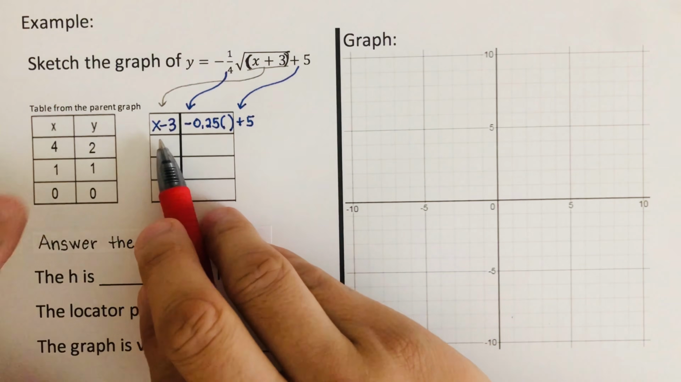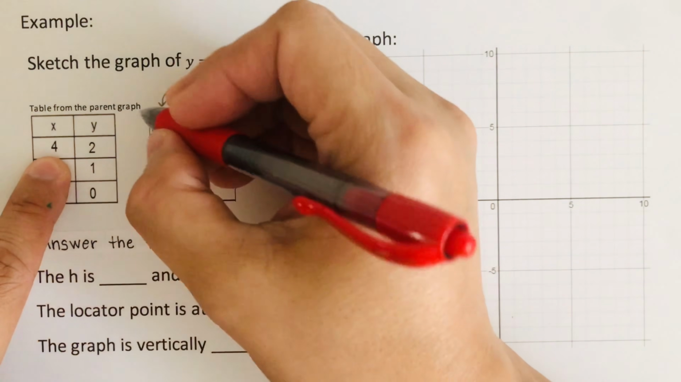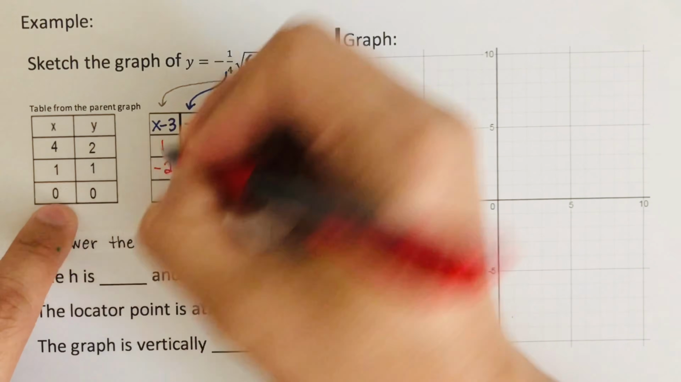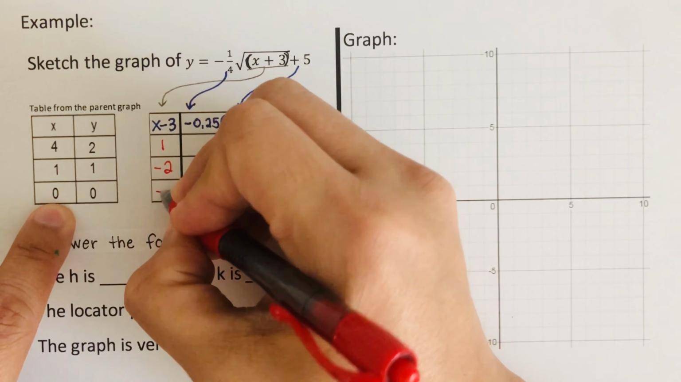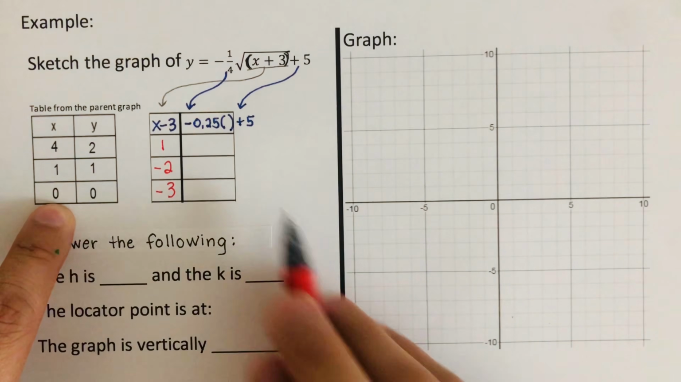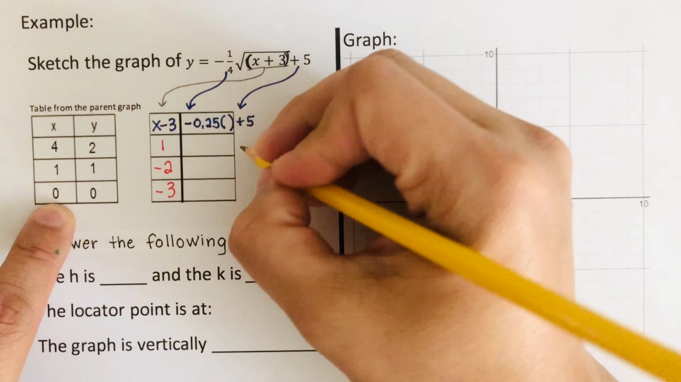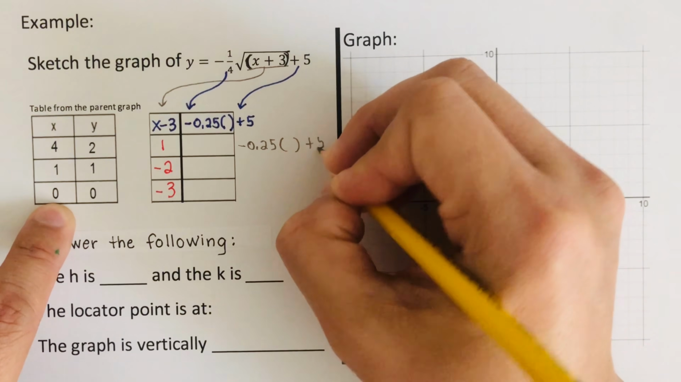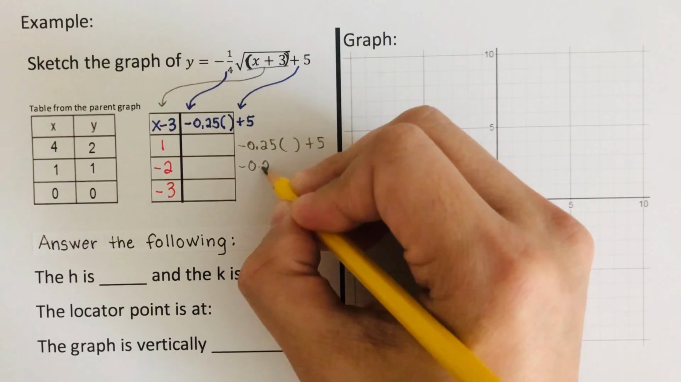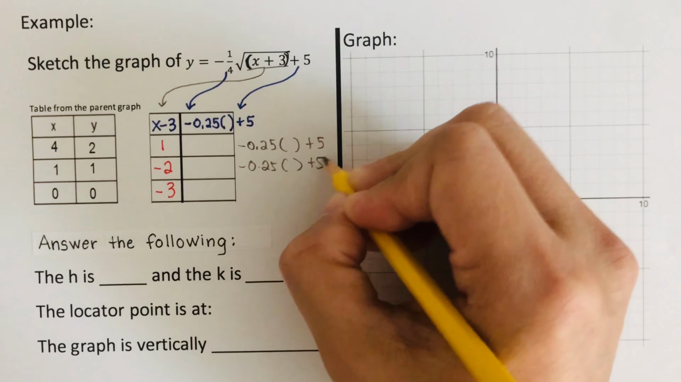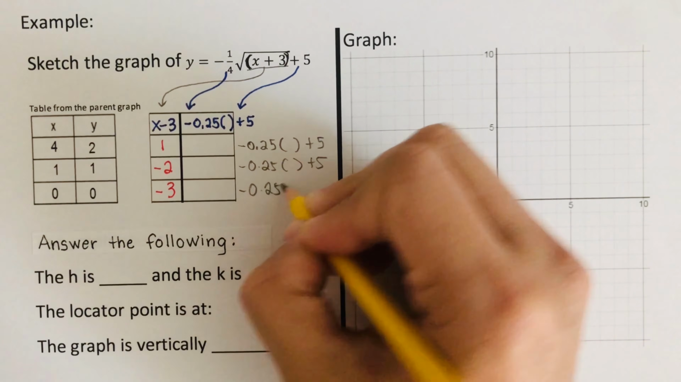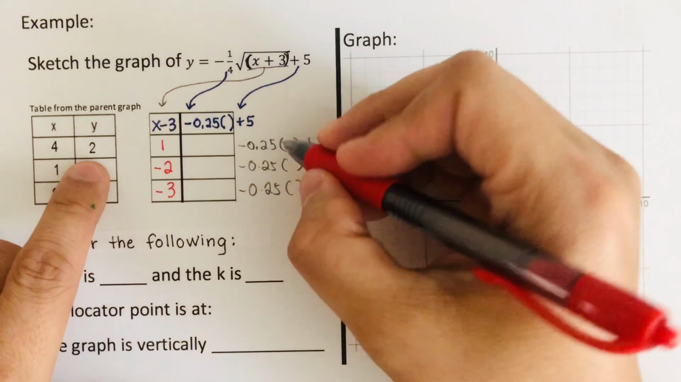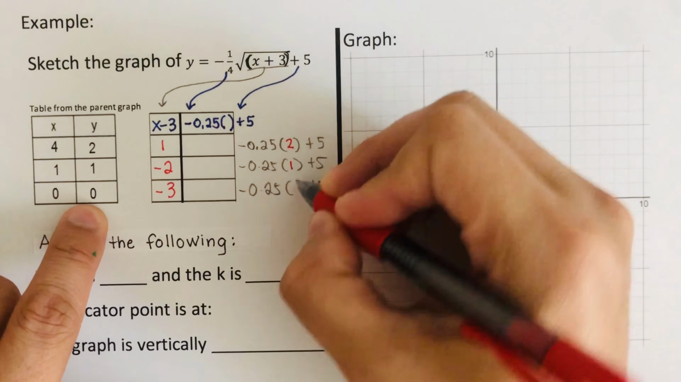So first, that would be 4 minus 3 is 1. And then 1 minus 3 is negative 2. And then 0 minus 3 is negative 3. And so we fill this in. So that would be negative 0.25. Then we put in the y plus 5. Again, the y values that we're putting in would be 2, 1, and 0.